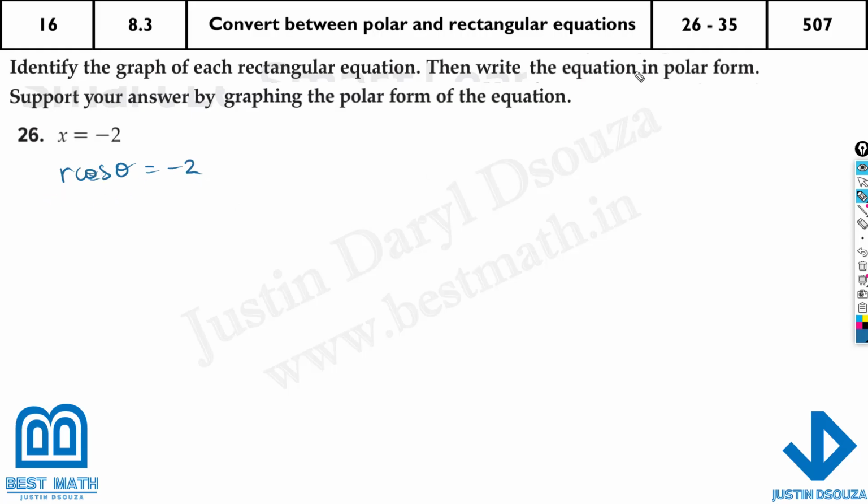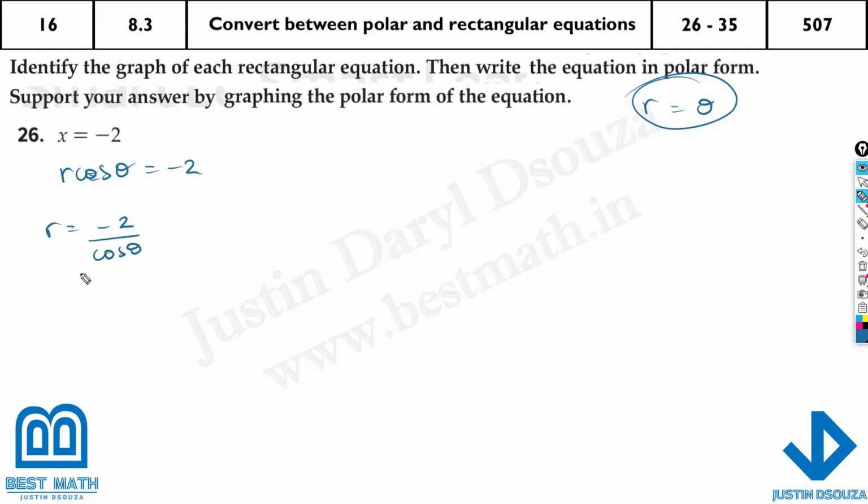But you need to always get it in terms of r equal to a function of theta. This is the form you need to get the final answer. So now I don't want cosine theta over here. I need to take it to the other side. It's going to be r is equal to minus 2 by cosine theta.